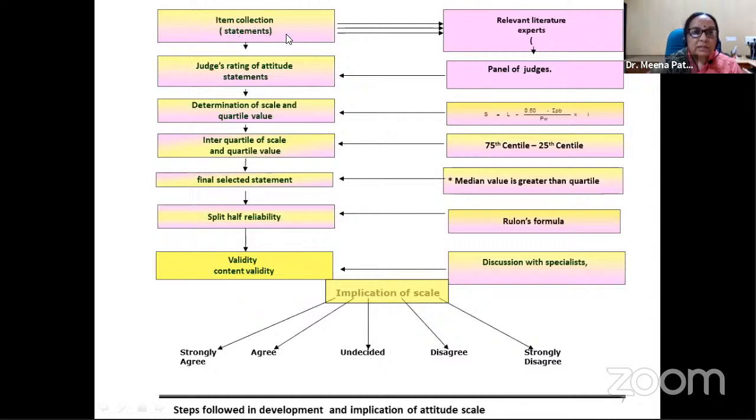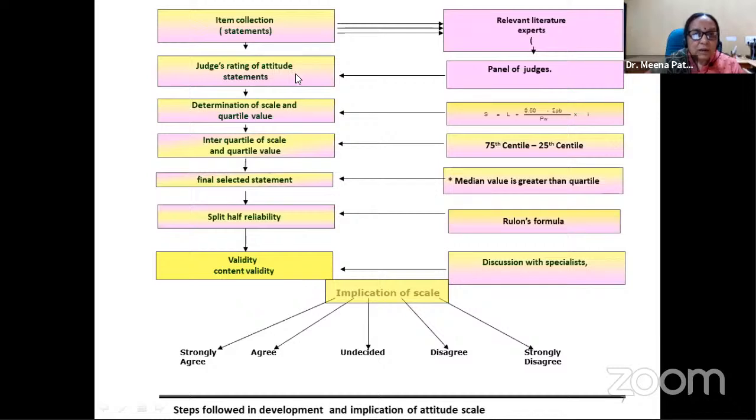You have to select some statements and discuss with the experts whether by including these statements one can measure the attitude or not, as per the Likert. But in Thurstone, you give all the statements to the judges. For that, you have to request a panel of judges whether the statements are included to measure attitude or not.